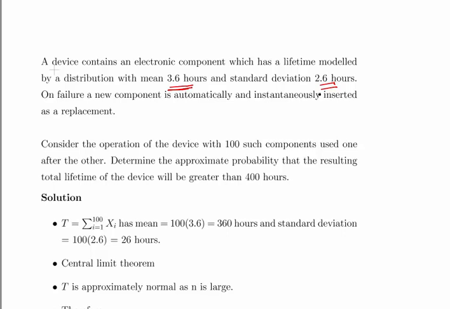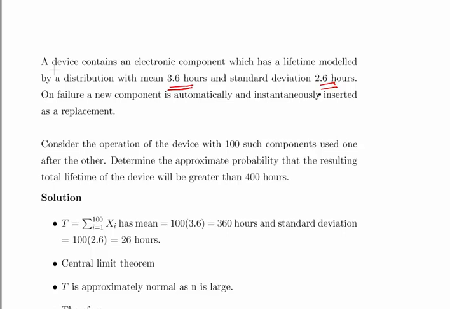Okay, so there's a big machine that uses up, in this question, 100 of these components one after the other, and when the components run out, a bit of a, let's say like a coffee machine or something like that. Now, consider the operation of the device with 100 such components used one after the other. Determine the approximate probability that the resulting total lifetime of the device will be greater than 400 hours.